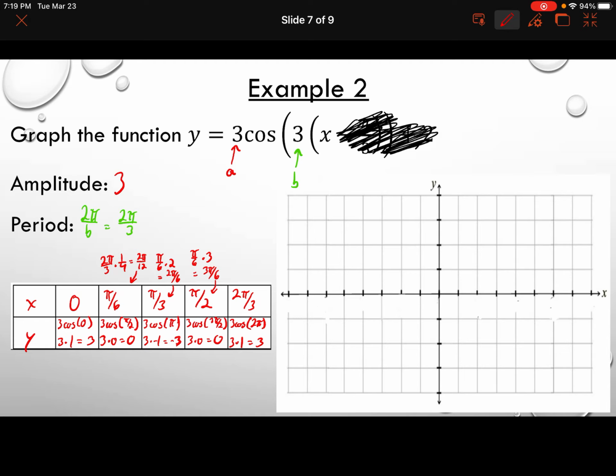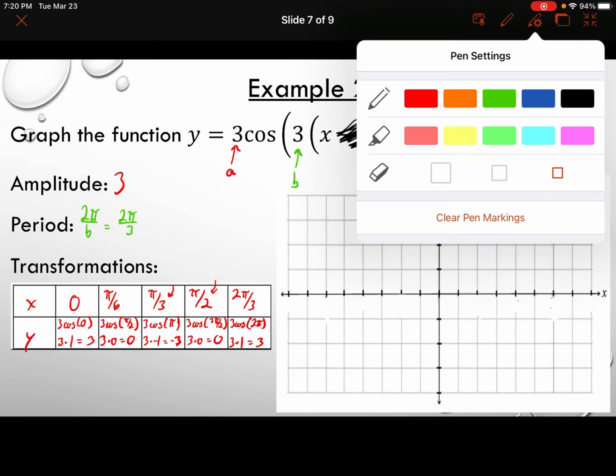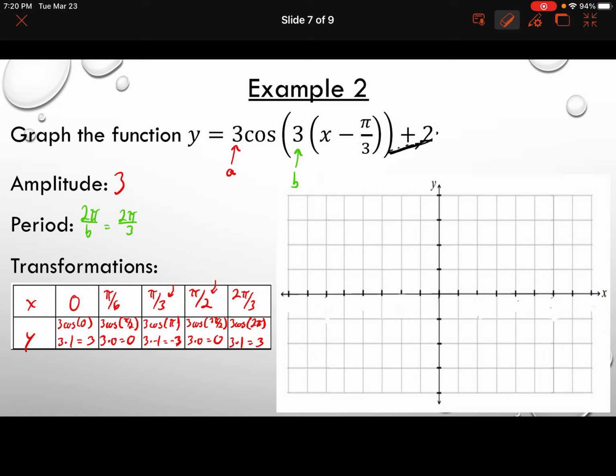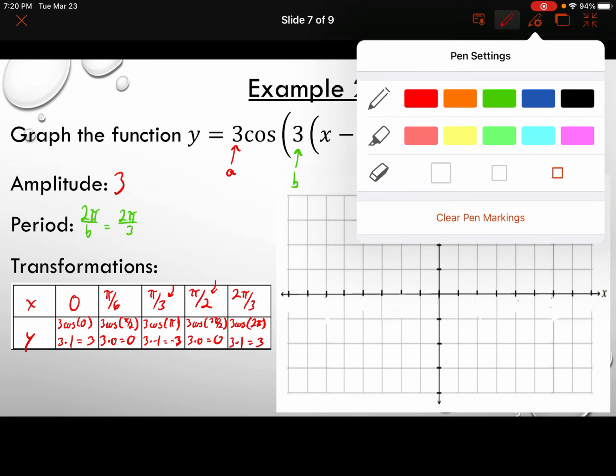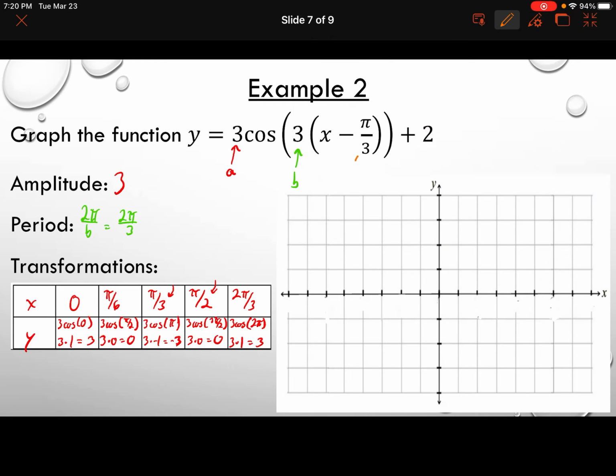Tried to fit all the work inside that little table. So remember, that is our base points, quote unquote. But now let's find the actual points by taking into account what the transformations are. So now let's actually erase all this. This is our c value, so minus pi over 3. Since it's minus, remember it's subtracting from x, that means it's going to move to the right pi over 3.